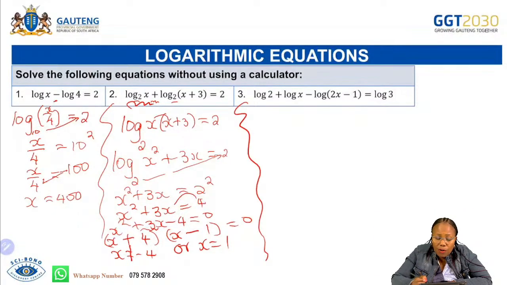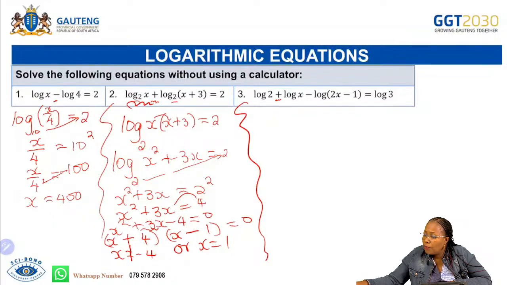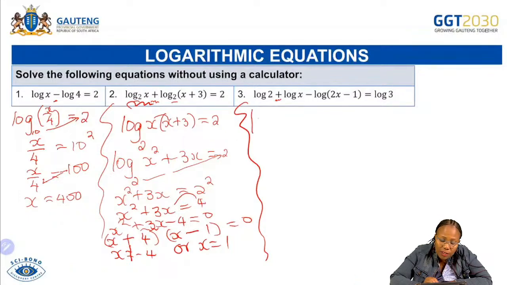And then now moving on to the third one is the multiplication and subtraction. There we are having the log of 2 base 2. So we apply our method of single log of base 10. If it's plus, it will be multiplication 2 times x. And then if it's a minus, it will be divided by 2x minus 1. And then equal to log 3.